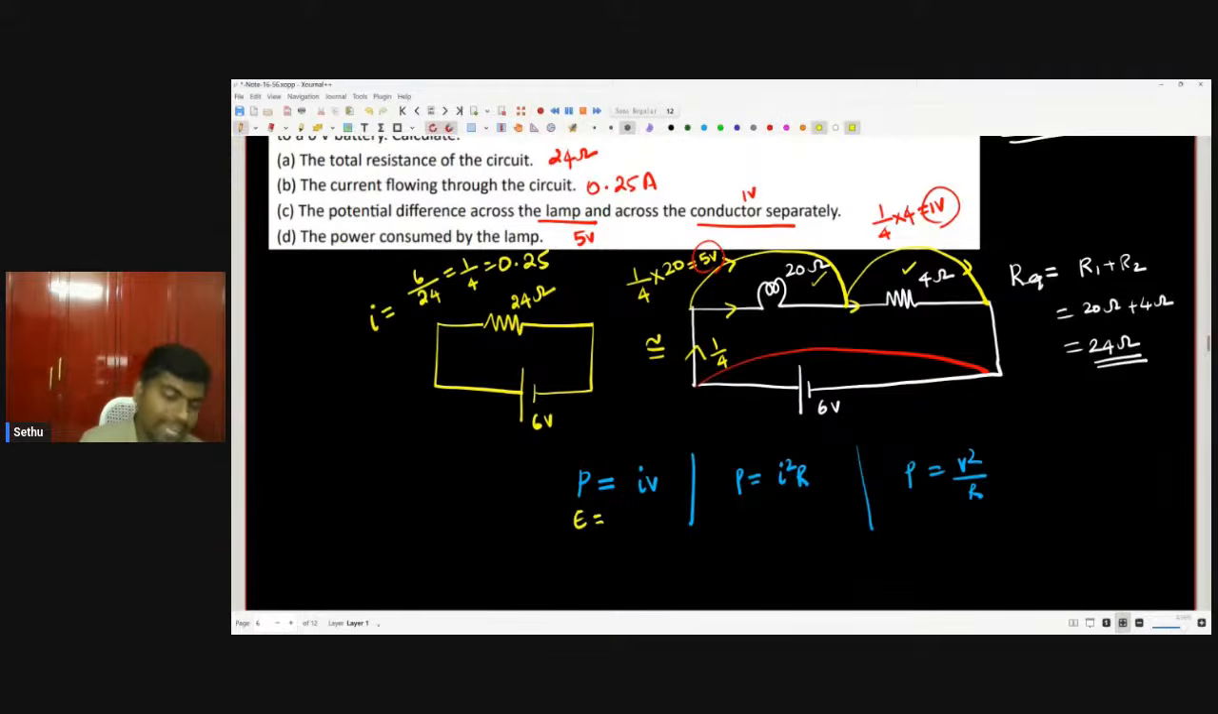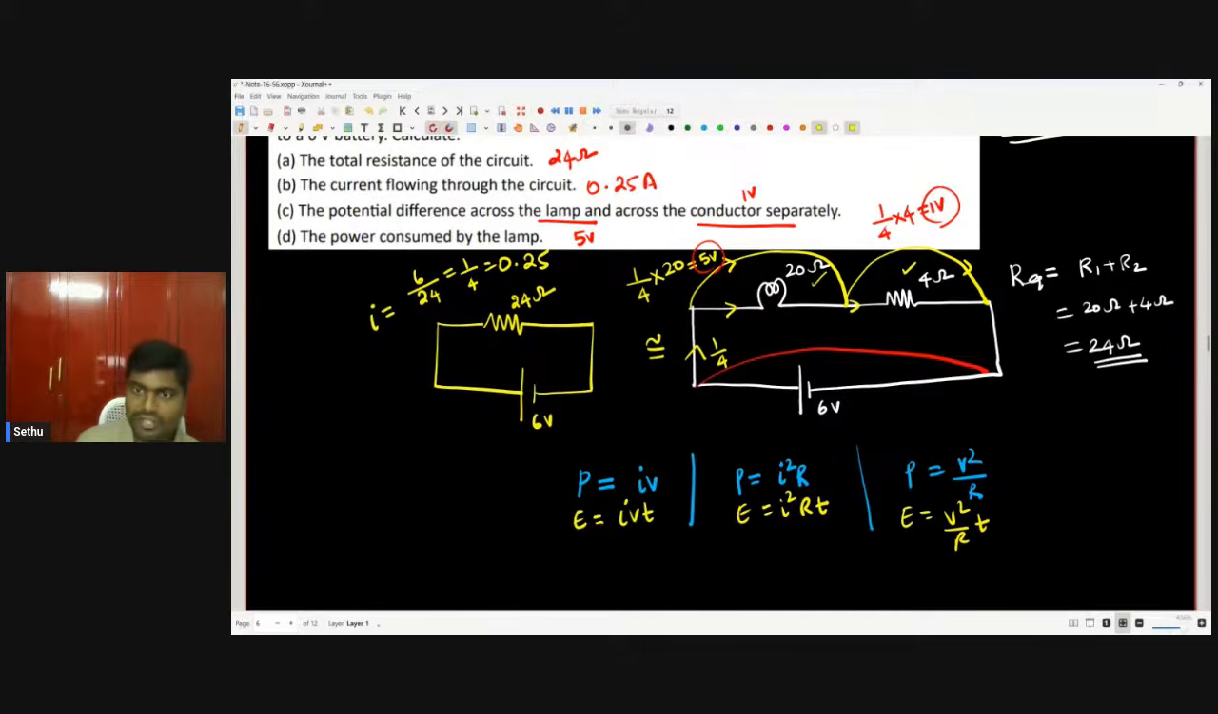Now, energy is simply power into time. Right? Because power is nothing but the rate at which energy is being spent or consumed. So energy is nothing but power into time. So this is IVT. Energy is I square RT and energy is V square by R into T. So you've got three formulae for power and three formulae for energy.